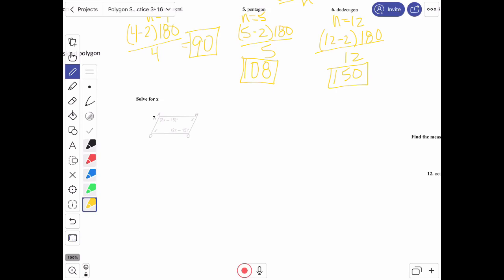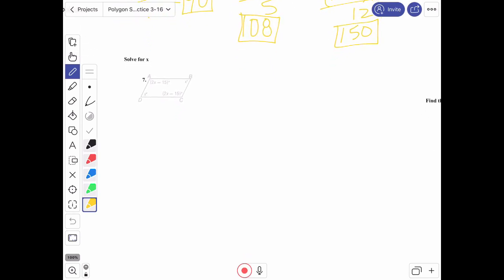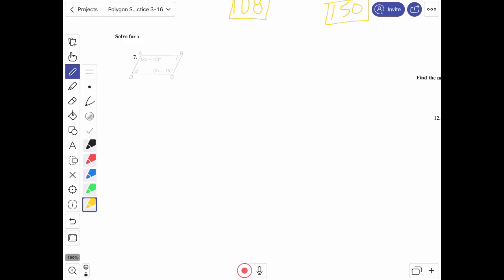All right, so for number 7, we just have the directions of solving for x. We're not really told anything about the angles besides angle A is 2x minus 15, angle B is x. I know, however, that if I take the sum of all of these angles, that would be the sum of a quadrilateral. A quadrilateral has 4 sides, 4 minus 2 times 180, and you get 360. Hopefully you've memorized that a quadrilateral has a sum of 360 degrees for the interior angles.